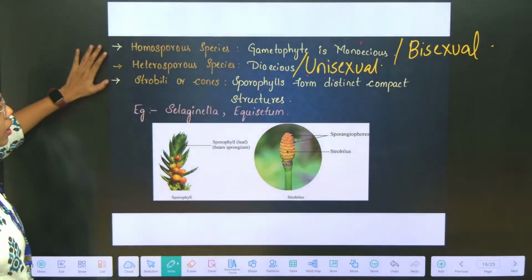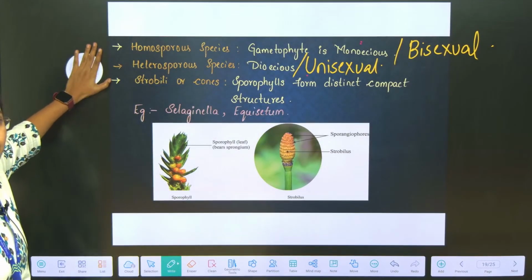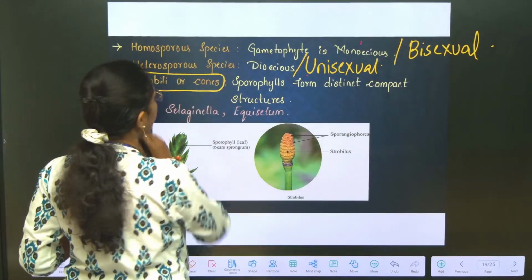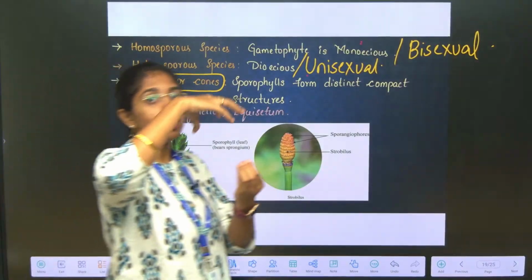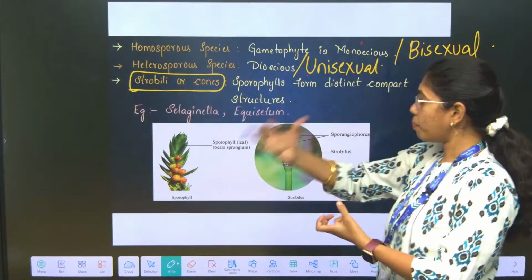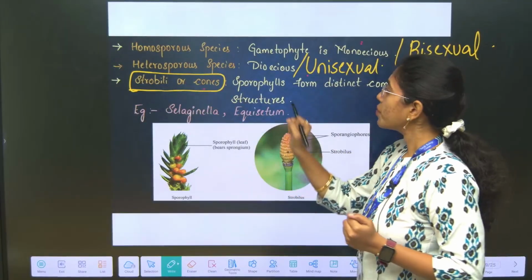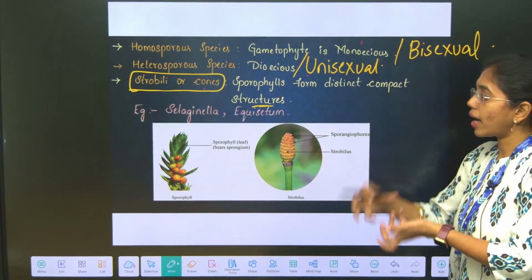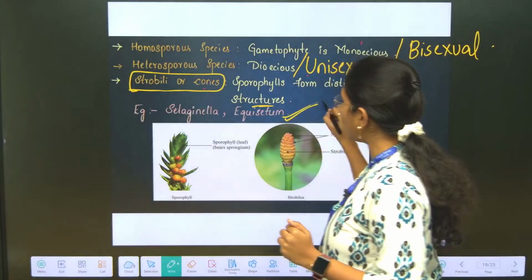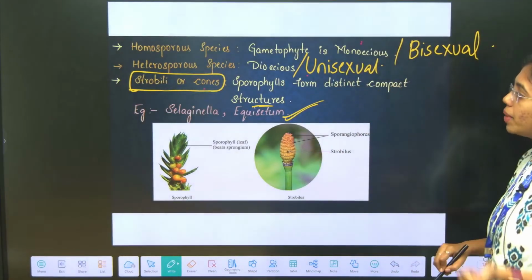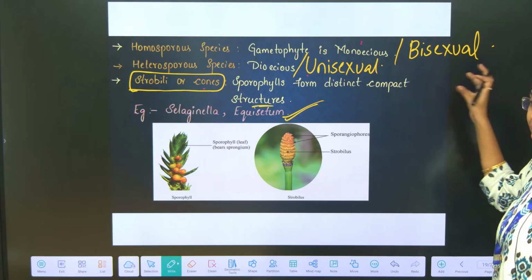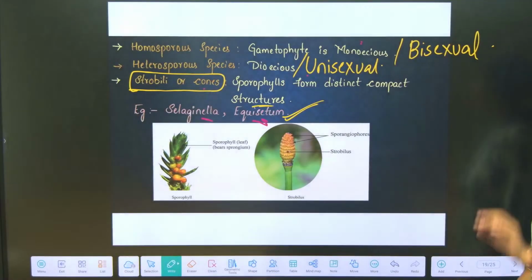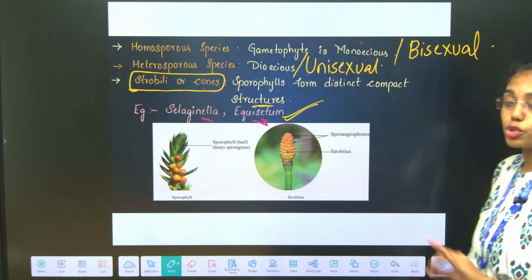Now here you see, in a few plants like Selaginella and Equisetum, you have strobili or cones, which are seen at the apex of the pteridophytic plant bodies. Sporophylls form distinct compact structures. For example, Selaginella and Equisetum. Clear, right? You have to remember the examples for sure. There is no other option at all.